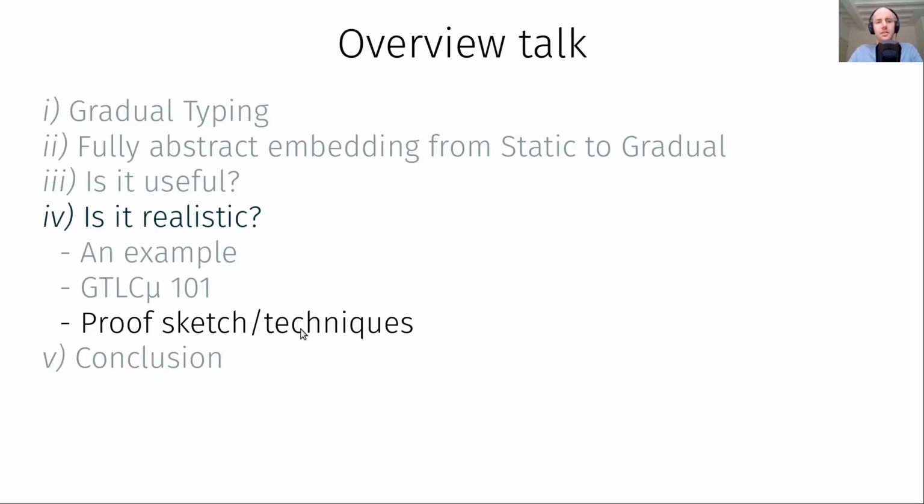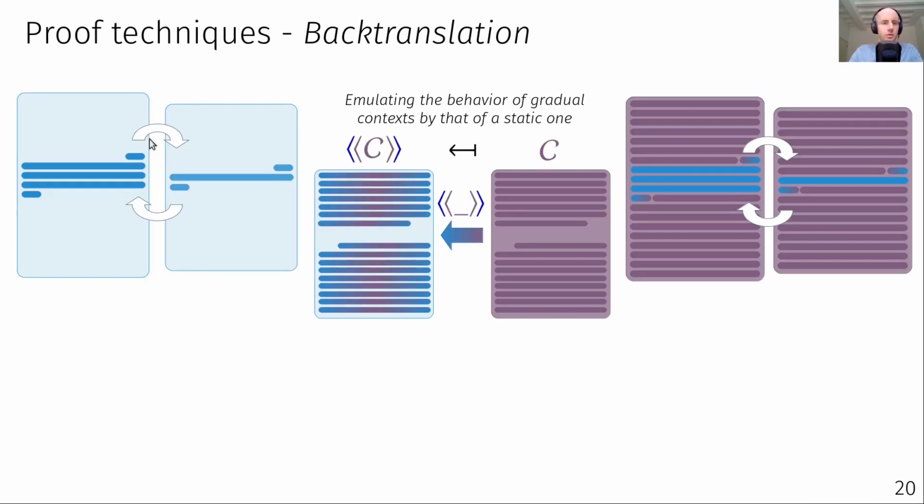So okay, let's give you now a bit of an idea on how we've proven this. Remember what we need to prove, right? We need to prove that equivalence is preserved. Given these two terms which are equivalent, we need to prove that the embeddings are also equivalent. So what you need to prove is that, if no static context can distinguish between these two static terms, then no gradual context can either. So what we want to do is try to emulate the behavior of a gradual context by that of a static one.